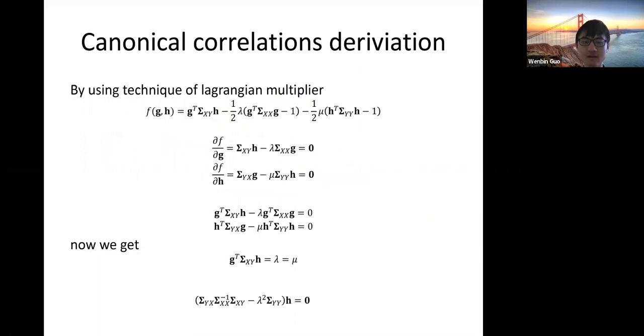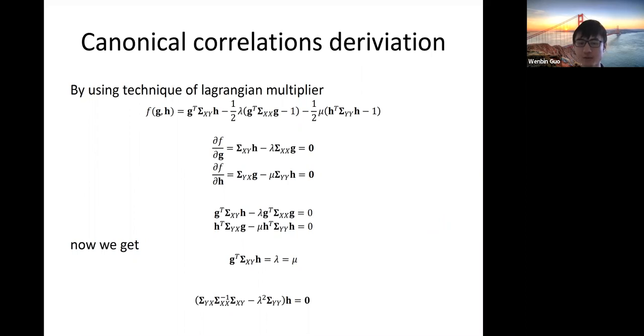And so how to find the maximal correlation? They use the technique of Lagrange multiplier. Basically we construct an objective function which shows F and G and H here. And we take the derivative with respect to G and H, so that we can get this equation.